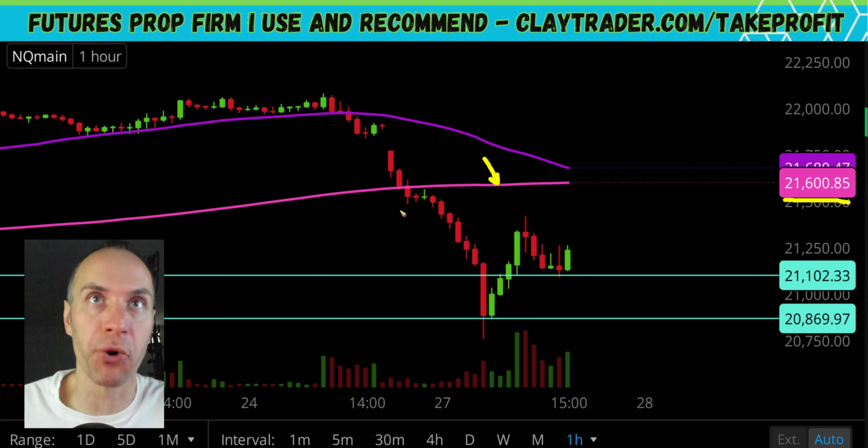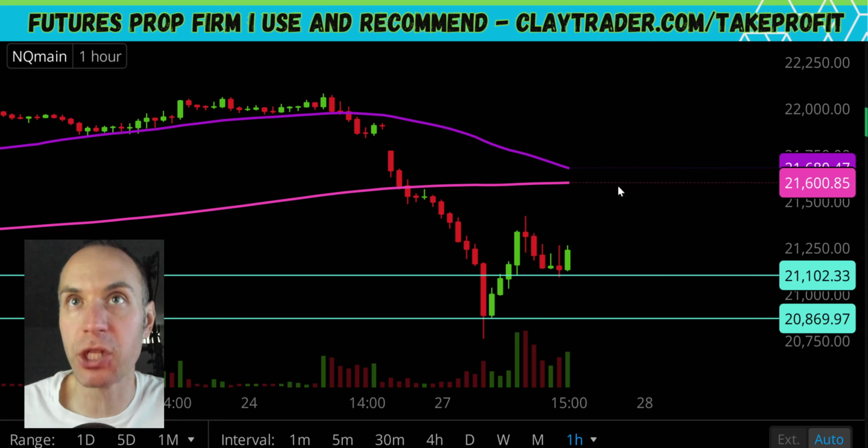When levels of support are broken, so going into this movement right here, it was a support, but when they're broken, they tend to act as resistance. You can see a little miniature bounce back up, found resistance, and then rolled back over from there. So if this bounce continues, then 21,600 is going to be the main area to watch very closely.